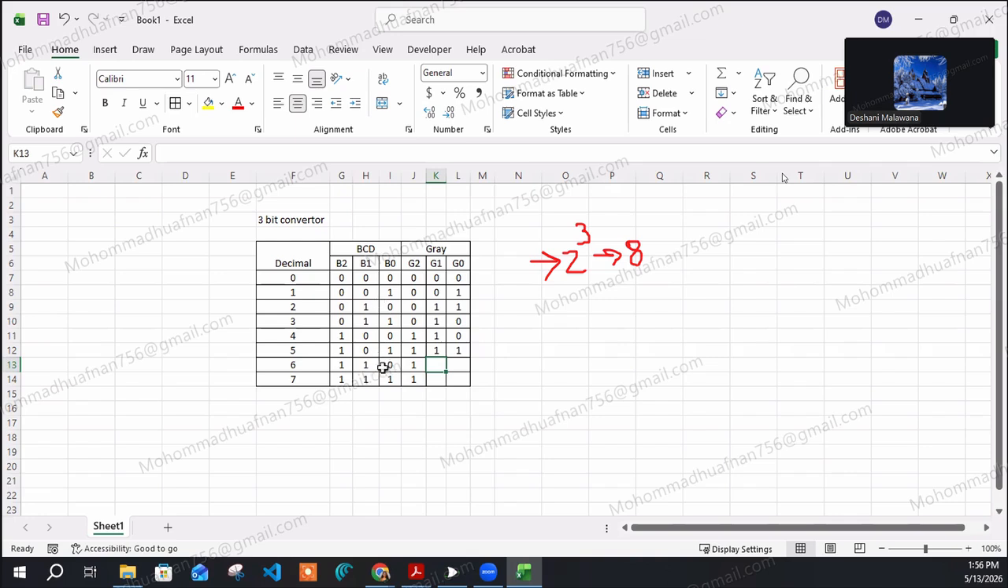Okay, so here one good. So 1 1 means 0, 1 0 means 1. So here put the same one here. 1 1 means 0, 1 1 means 0. So this is the Gray code output throughout the BCD one. So this is going to be the conversion of BCD to Gray.